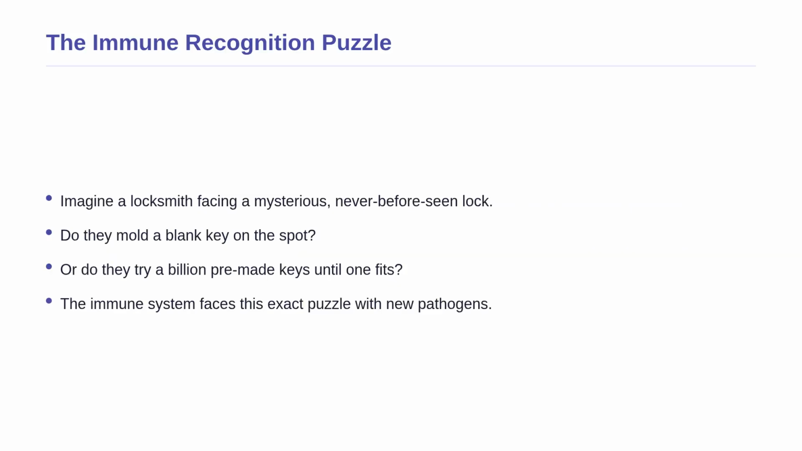Now that we have introduced our topic, let us start with a simple analogy. Imagine a locksmith trying to make a key for a mysterious, never-before-seen lock. Does the locksmith look at the lock and mold a blank piece of metal to fit it perfectly on the spot? Or does the locksmith already have a billion different pre-made keys in a massive warehouse and simply tries them one by one until one finally clicks? This is exactly the puzzle early scientists faced when trying to understand how our bodies fight off new, unfamiliar diseases like bacteria or viruses.